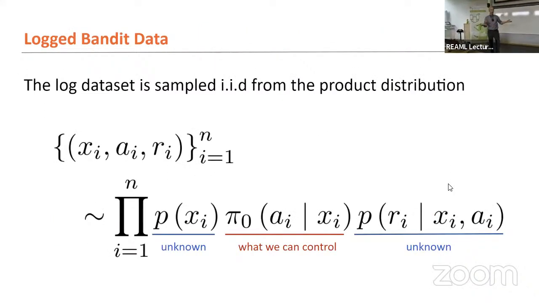So we actually know now the overall distribution of our data. It's just this big product over a whole data set because the contexts are IID. And what we control is the policy. What we don't know is the reward distribution and the context distribution. But we can sample from them by fielding the policy. And that's how we get our data.